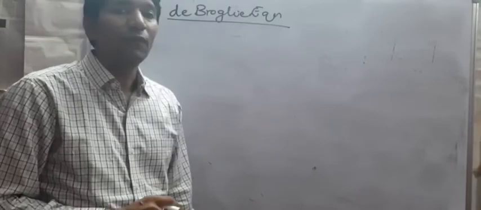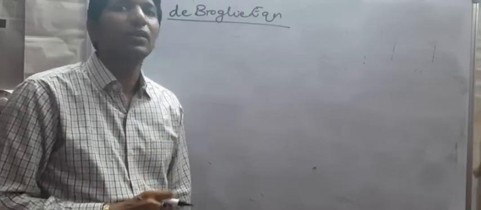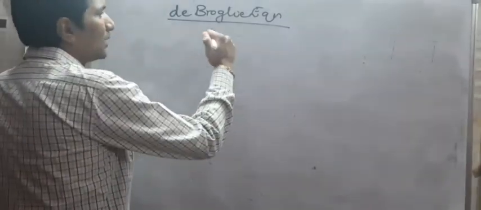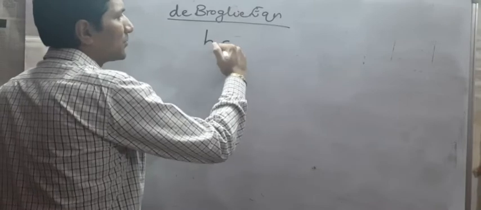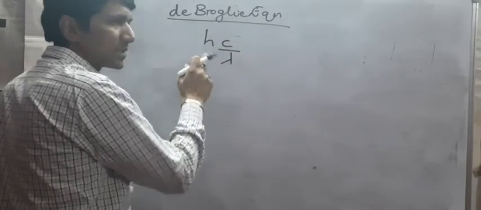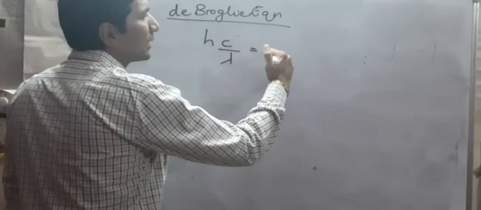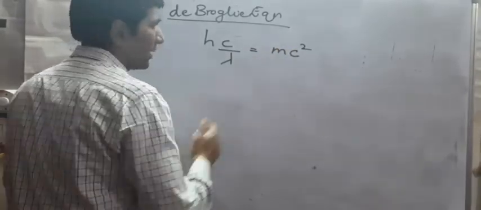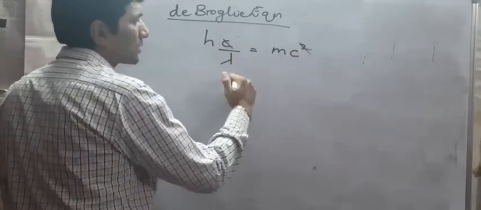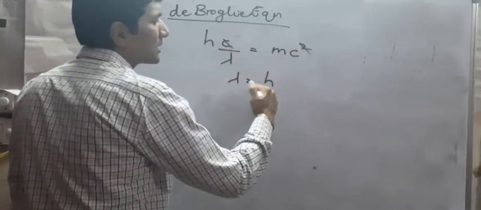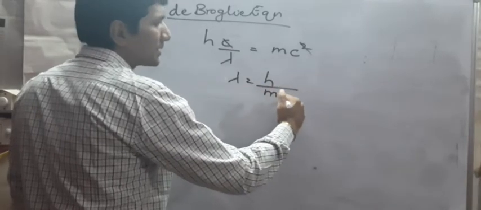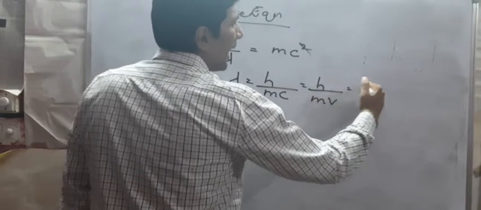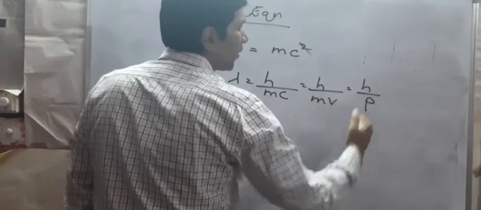Okay, so when this equation was derived, two different theory formulae were taken into consideration. The first one was from Planck's theory of energy, which was hc by lambda, which is energy. This was equated with Einstein's value of energy, which was equal to mc square. Now here what we got was the value of lambda, which is equal to h upon mc, which can also be written as h upon mv and further be written as h upon P.